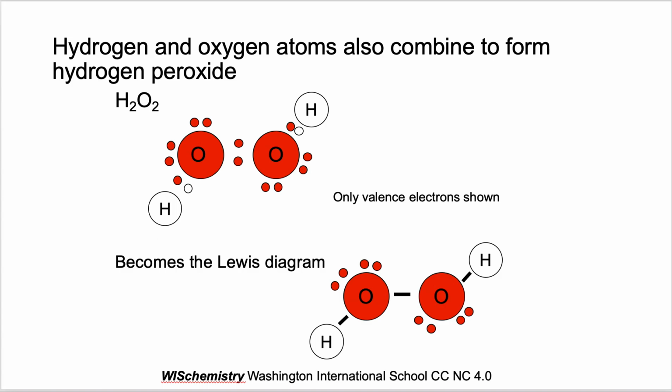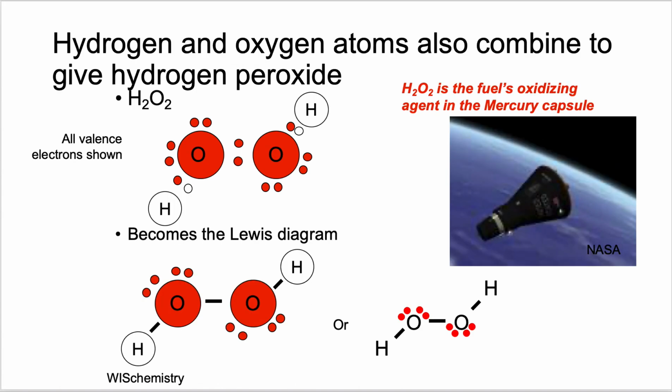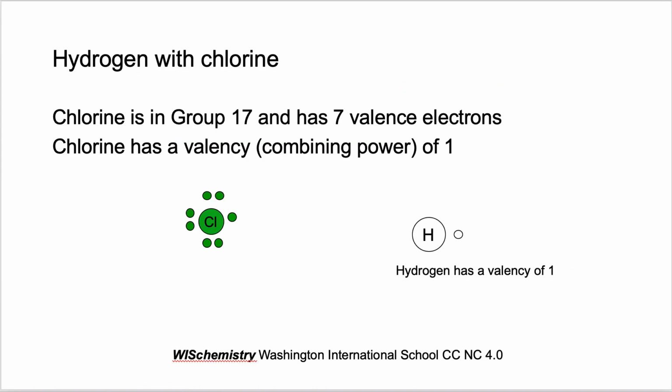Another compound between hydrogen and oxygen is hydrogen peroxide. So you've got an oxygen-oxygen link in there as well. Both of the oxygen atoms achieve that octet with 8 electrons after bonding with 2 hydrogens, and obviously the link between the oxygens. And here's the Lewis diagram with the lines for the bonds, and the hydrogen peroxide is the oxidizing agent in the fuel in a Mercury capsule.